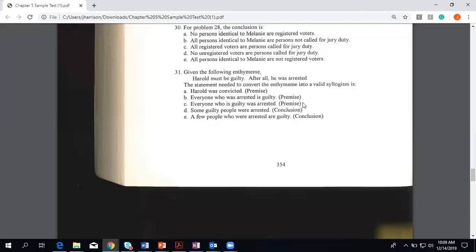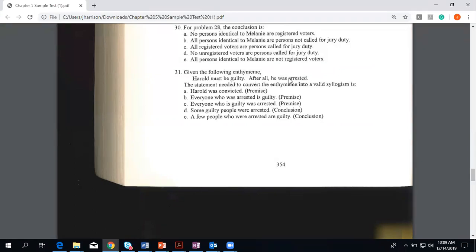And just a couple more. Harold must be guilty. After all, he was arrested. This is an enthymeme, so it's missing either a premise or a conclusion. So Harold must be guilty is the conclusion. He was arrested was the premise. You can pause the recording and look at these options. What is a missing premise? So we can eliminate D and E because it says they're conclusions.